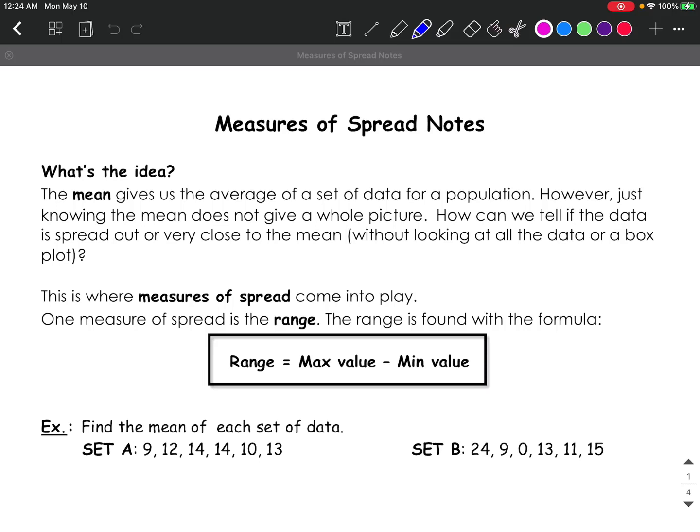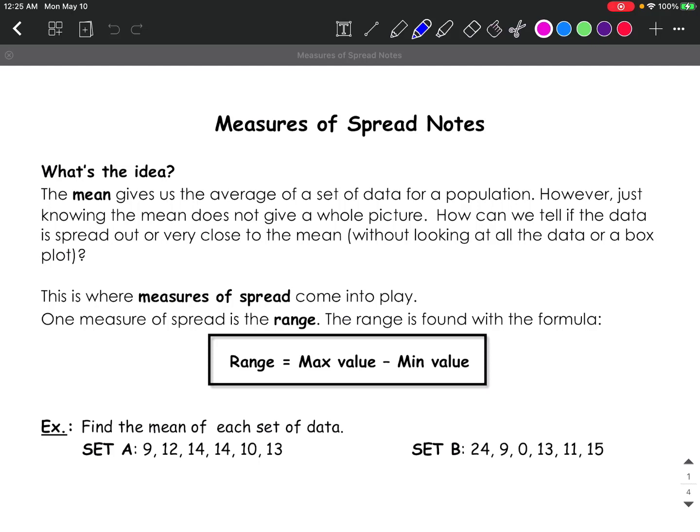Hi guys. Okay, today we're here to talk about measures of spread. We have been talking about measures of central tendency, where the center of the data is, things like the mean and the median and even the mode. But that doesn't give us the whole picture. It doesn't tell us how spread out the data is, how close the data is to the mean, how consistent the data is. So this is where the measures of spread come into play.